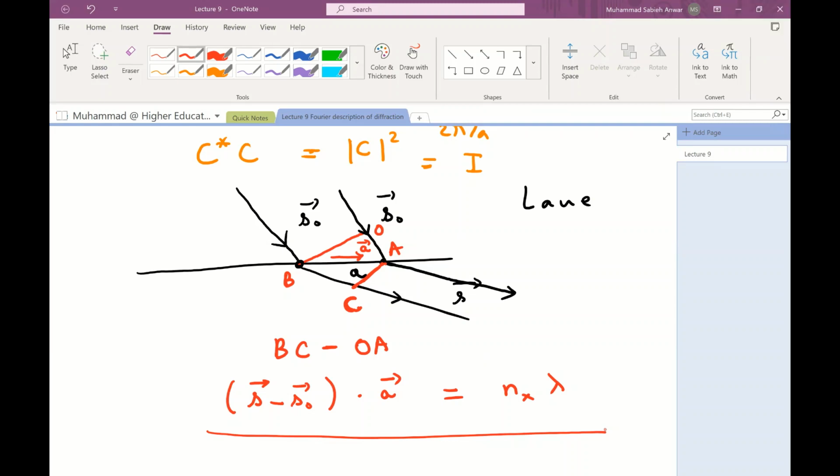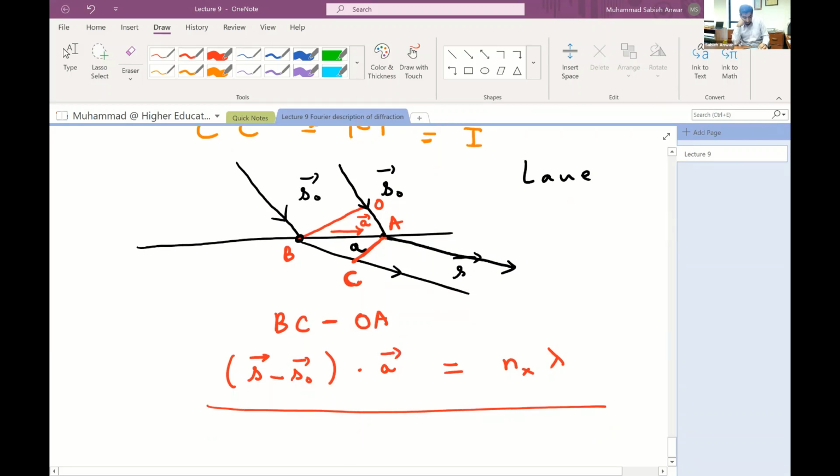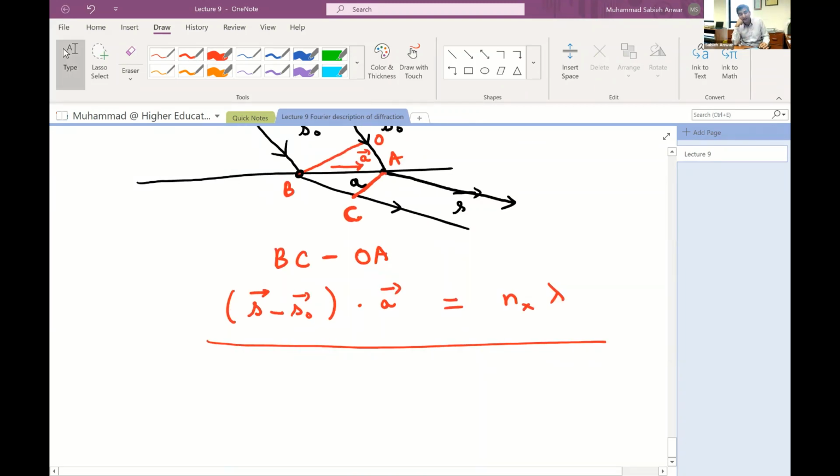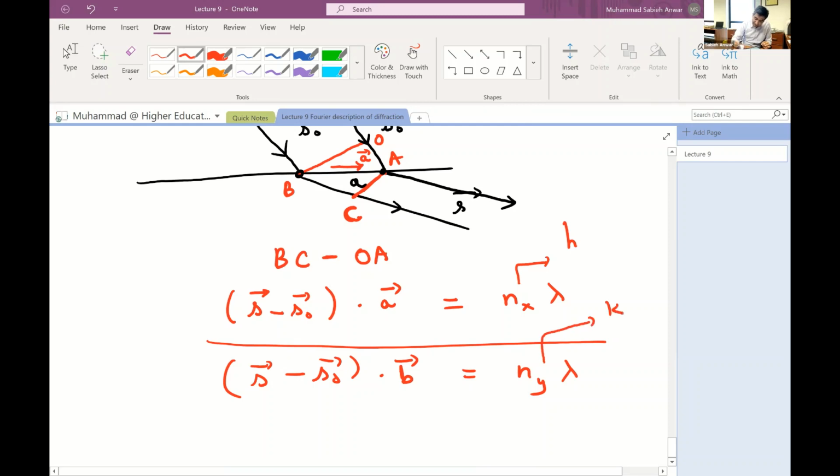Okay, any more questions? So by the way, I probably give this as a homework. You can actually derive this equation that I've written over here. S minus S naught dotted with A equals nx lambda. And likewise, I have S minus S naught dotted with another lattice vector B will give me some other integer ny lambda. And you can find out later that these nx and ny, they are equal to h, k, and l of these particular planes. All right. Any more questions?